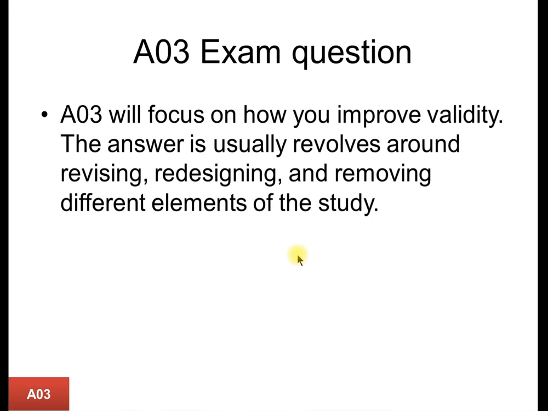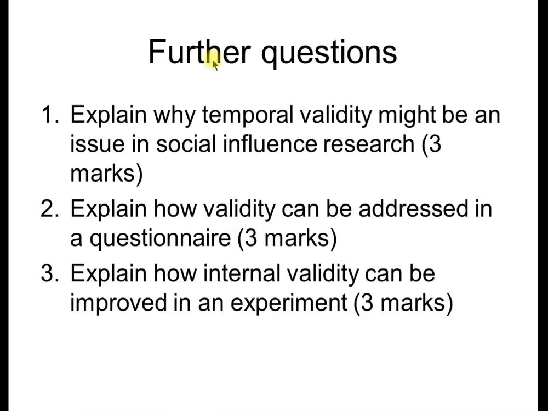AO3 questions will purely involve you having to explain how you would improve the validity of a study. They might give you a generic study, or they might give you a scenario. So it could be an AO2/AO3 or just a pure AO3 question. Some further questions that you might get asked: explain why temporal validity might be an issue in social influence research. That's a good one. Explain how validity can be addressed in a questionnaire. You know this one now. Explain how internal validity could be improved in an experiment. All basically 3 mark answers.